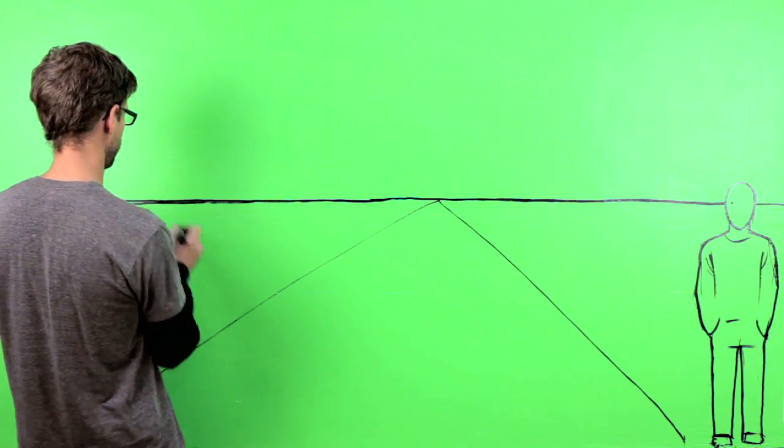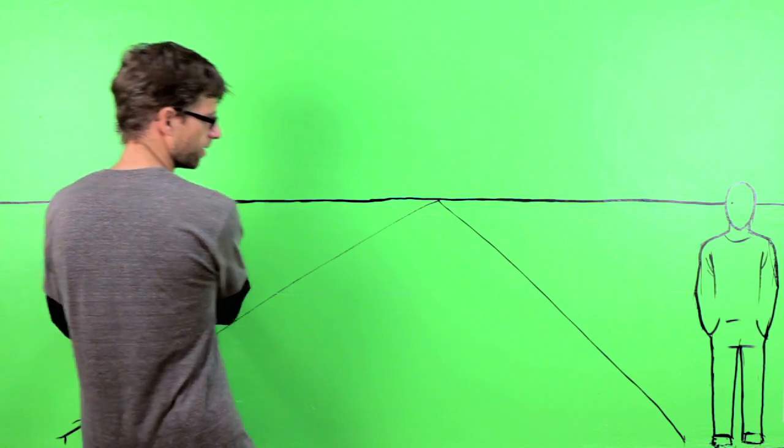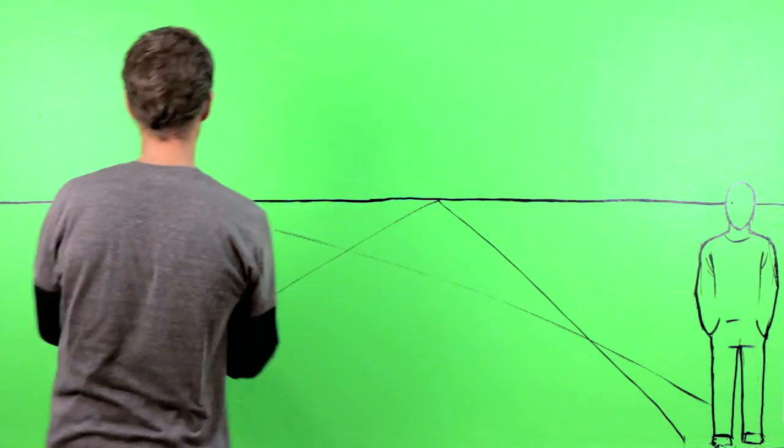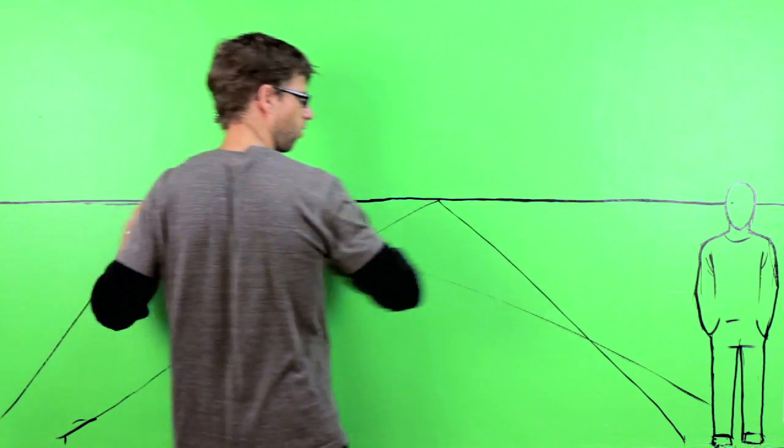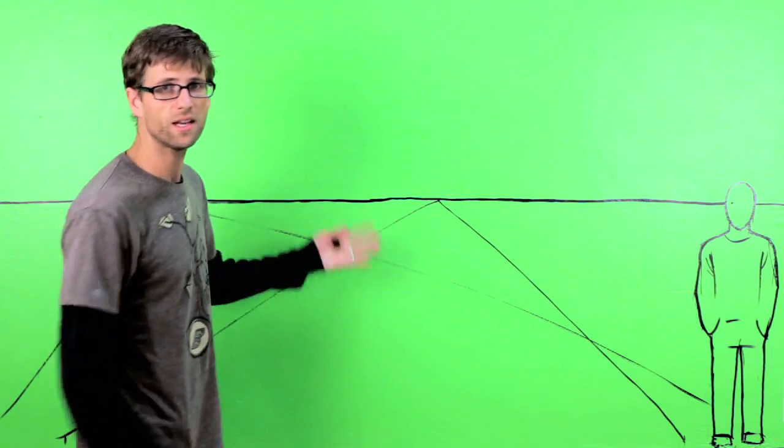Let's make a vanishing point here. We could make these anywhere. And I could just make this coming out here. And then I could just make this one coming down here. I could have a whole bunch of these in the picture going any direction.